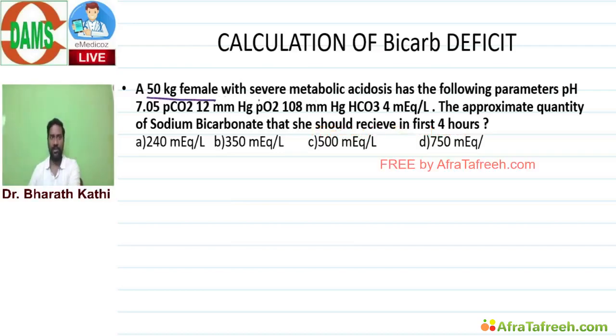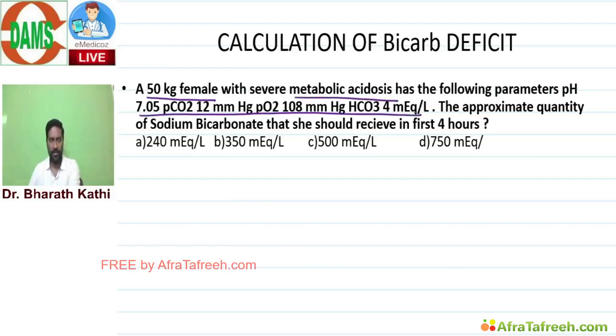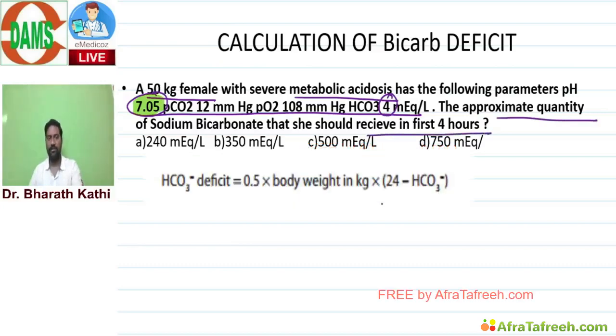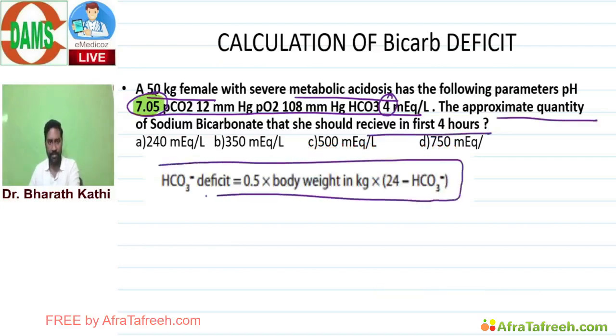There was a 50 kg female with severe metabolic acidosis and the following parameters. Bicarbonate is as low as 4, pH is as low as 7.05. This is an ideal indication to give bicarbonate to the patient. What is the approximate quantity that should be received in the first 4 hours? First of all, how to calculate bicarb deficit? This is the standard formula: 0.5 into body weight.